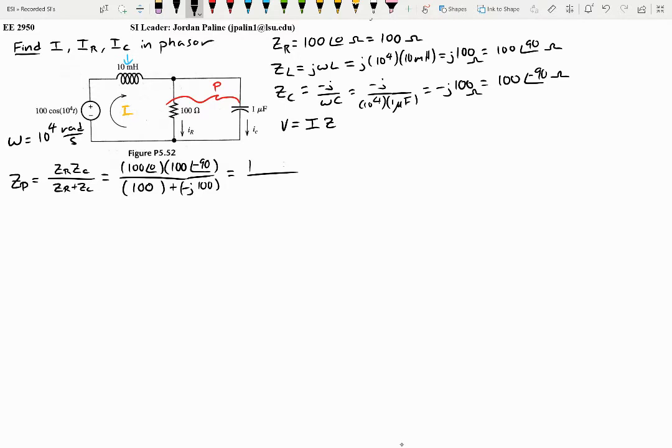On the top here, we're going to get 10,000, and we're adding those angles, so we'll get negative 90 at the top. Then down here, we will get 100 minus J 100. If we pull these over here, we'll need to convert the bottom because we're about to have to do a division.